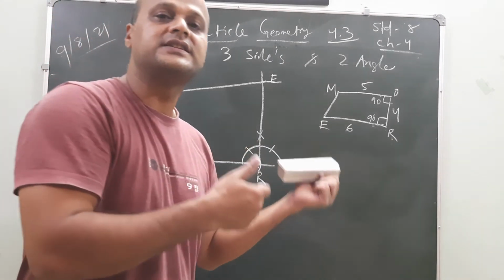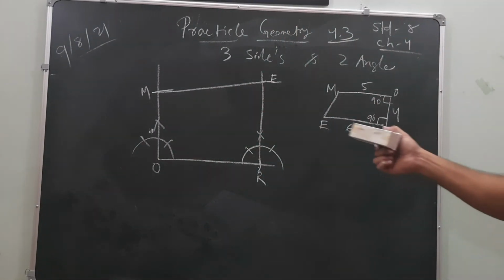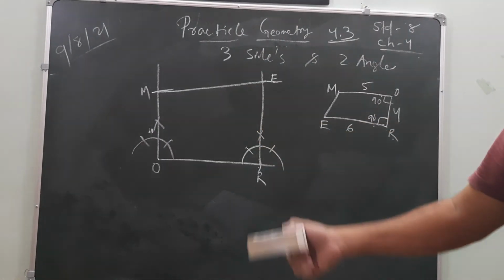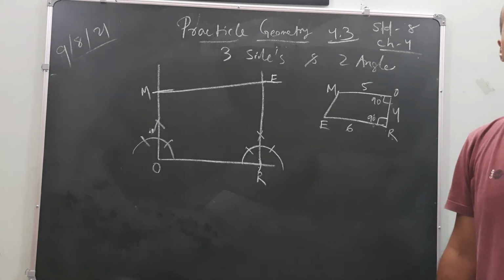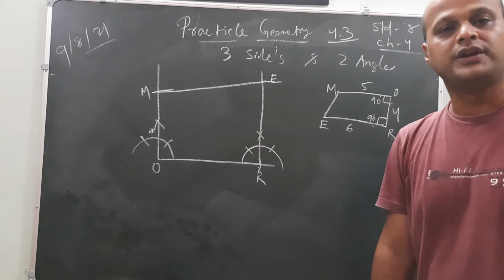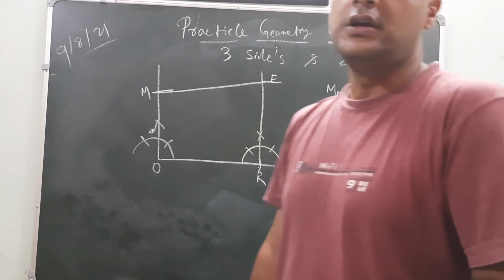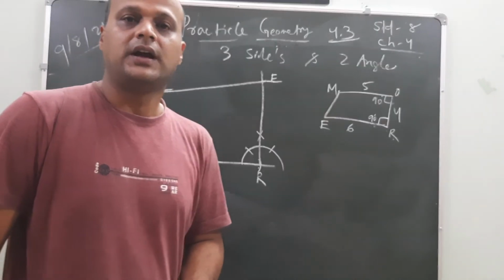Okay, so this is your 4.4 chapter. If two angles and three sides are given, then how will you draw it? This is the example. Okay, so in this chapter, if any doubt is there, children, please ask me so that I will clear your doubts. Write the comments in my section and I will tell you.